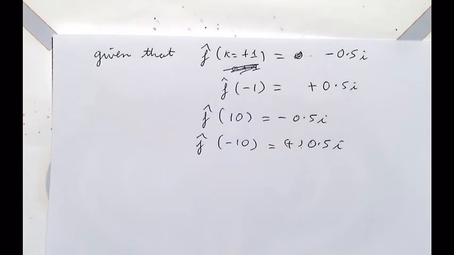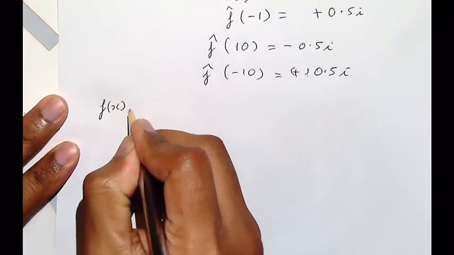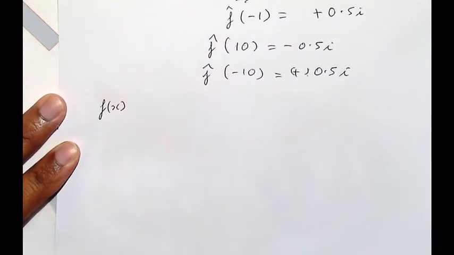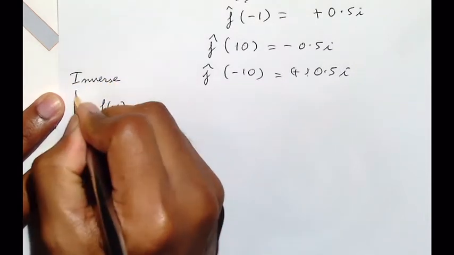Okay, so I have these four numbers. What should I do with them? I want to recreate my signal. Since we know these are frequencies for sinusoids, we can simply put them in the formula for sinusoids. Okay, that makes sense. So we said that our f of x... okay, so we have to talk about the inverse transform. So the inverse Fourier transform.